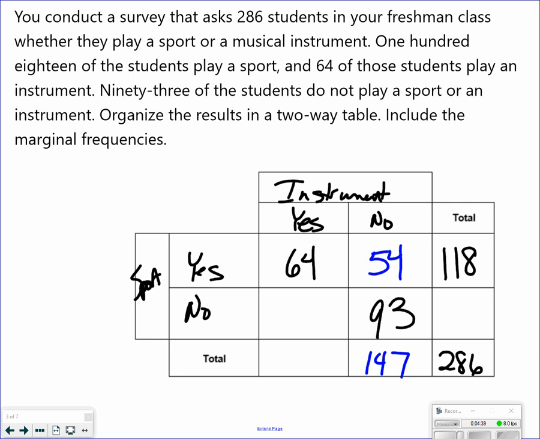So now the next one going down, this one had to be 139 because remember you had 286 total. Now going up into the yes for instrument, no for sport, this has to be a 75. And then going across, this has to be 168. So again, filling in the things that you don't know, knowing that the totals or the marginal frequencies have to add up to the rows going across and the columns going down. So filling in the information that we don't know.